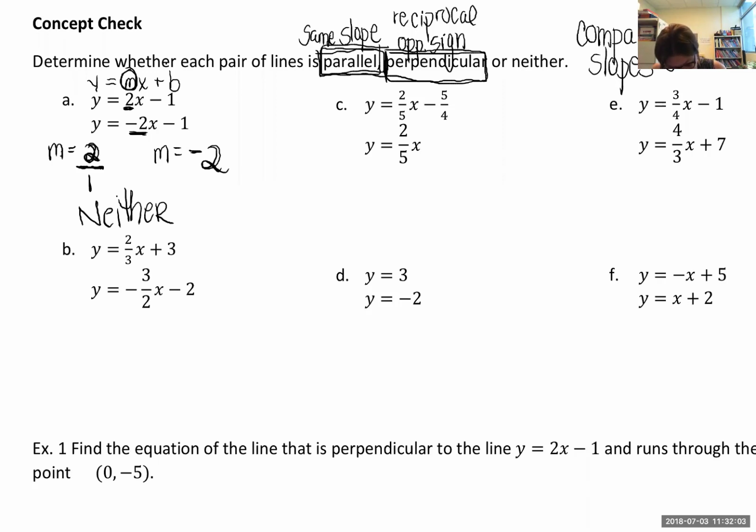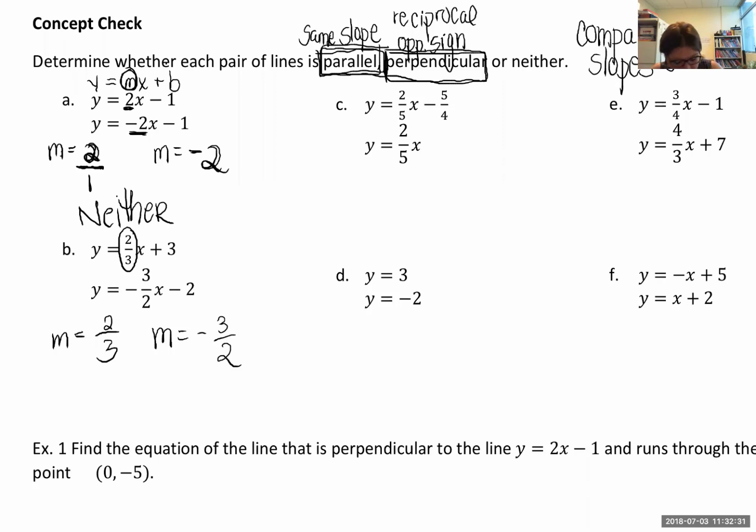So again, I just need to pull out and look at my slope. This is in y equals mx plus b format, so I can do that. My slope on my first line is 2/3. My slope on my second line is -3/2. Okay, are these guys parallel? Nope, the slopes aren't identical. Are these guys perpendicular? They look suspiciously so. Let's check the two checks.